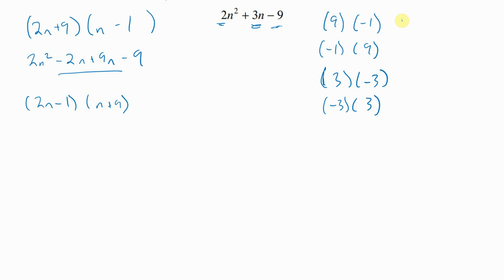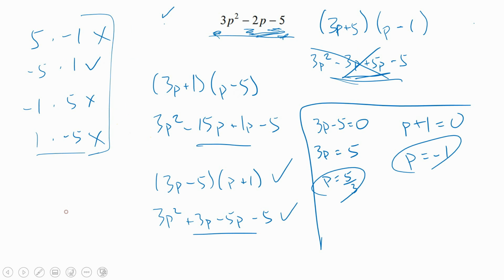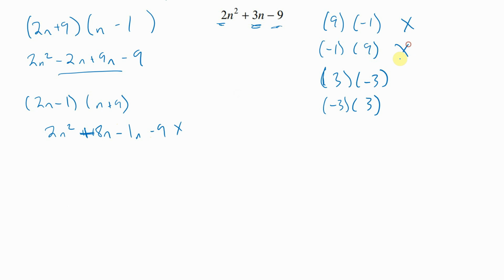I'll move on. So I'll try 2n minus 1 and n plus 9. Let me just write this here, so I know it's not that first. First times first, 2n squared, outside times outside, plus 18n. That's a plus 18n. I already can tell that doesn't look very promising, right? Minus 1n minus 9. Nope, that can't be it. Cross that one out right there.